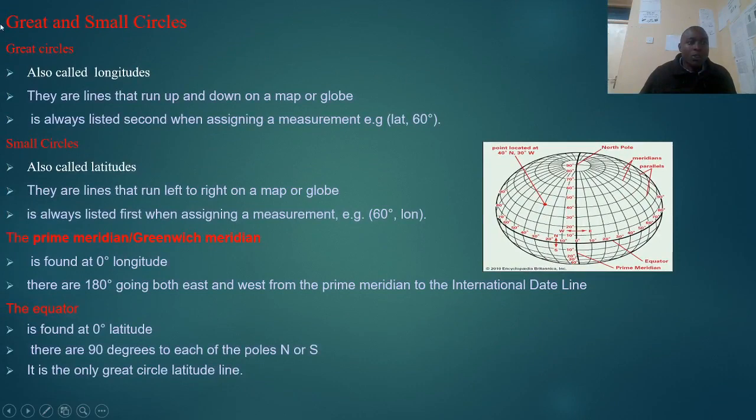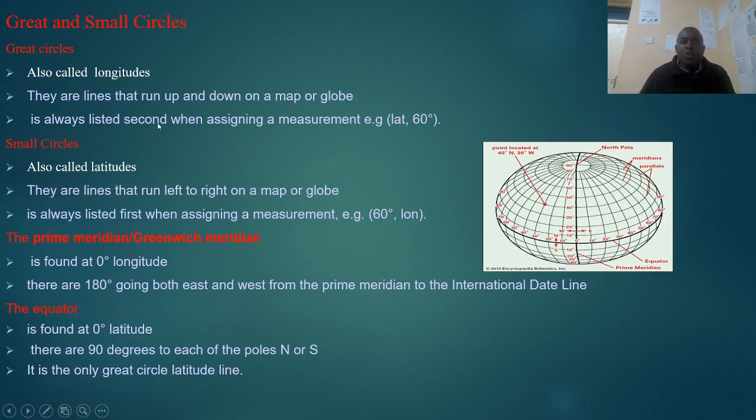When we talk about great circles, they are also called longitudes. These are lines that run up and down on a map or a globe, like we have seen from above. They run from the north to the south. These are the great circles. The longitudes are great circles.